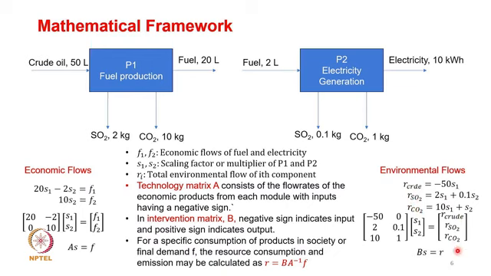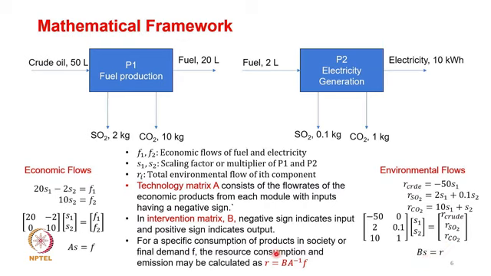They come to the right hand side as R crude, RSO2 and RCO2, with the matrix minus 50, 0, 2, 0.1 and 10, 1. So this would be your environmental flow matrix, and the economic flow matrix has the structure AS equals F. S is the common thing across both because they are the scaling factors. AS equals F and BS equals R.